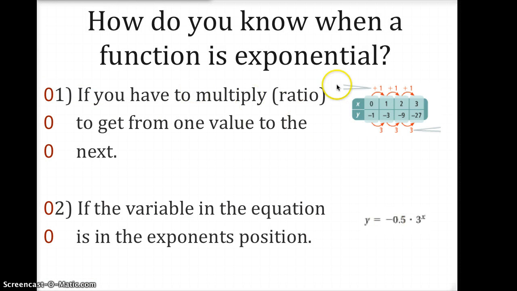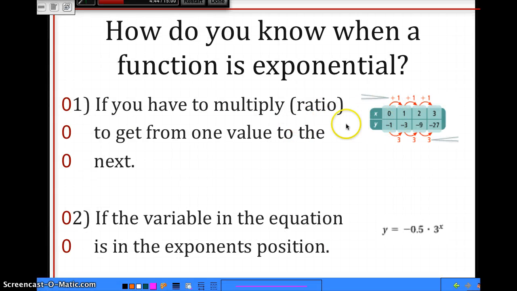So how do you know when a function is exponential? Well, if you're looking at a table, you're going to multiply to get from one value to the next. Obviously your x's are just going up by 1s, but if you look down here, you will notice to get from -1 to -3, you multiply by 3. Then you multiply that by 3 and it gives you -9. You multiply that by 3 and it gives you -27. Because you are multiplying by the same number every time, it's going to be an exponential function, which means that you're going to have some equation that's a times b to the x. You're going to have the variable up here.